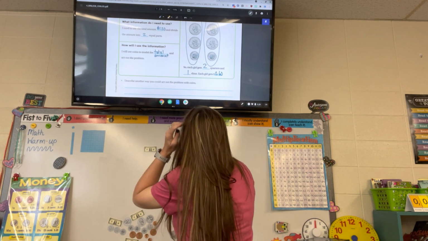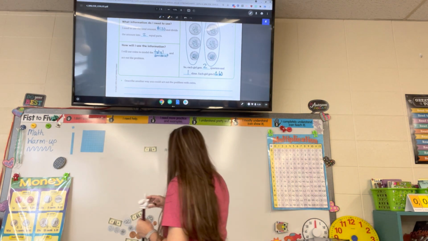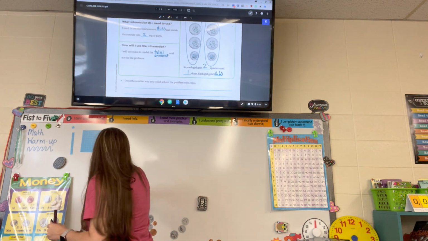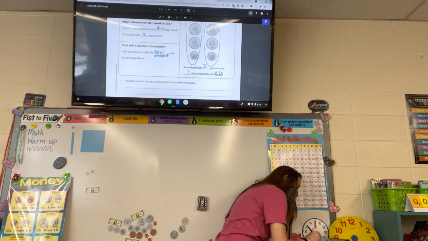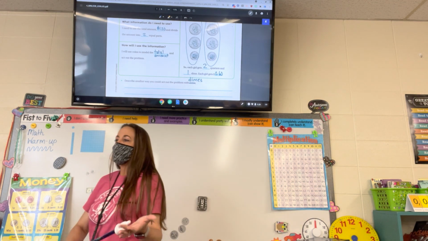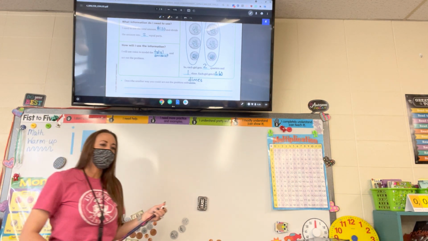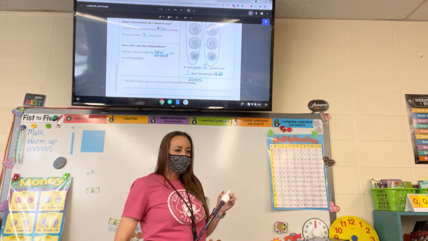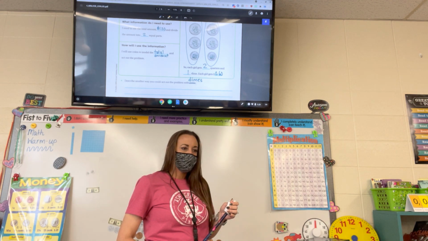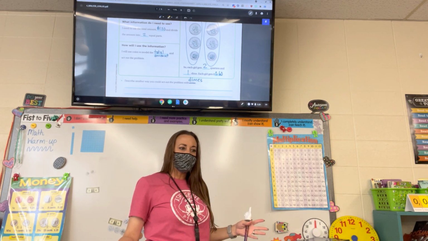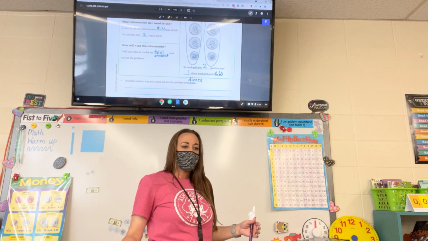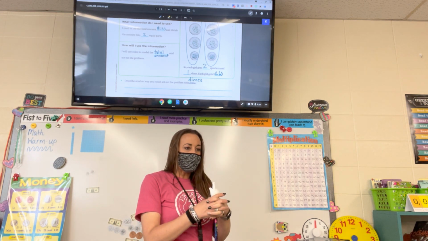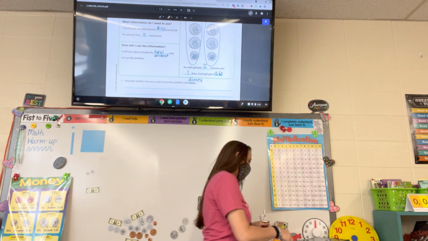Describe another way you could act out the problem with coins. Now I'm going to change that word coins into the word dimes. How could we do this problem with just dimes? Colin? Have 6 dimes for 1 girl and 6 dimes for the other girl. A total of how many dimes? Wait, no, 12 dimes for both girls. All together, how many dimes? So it would be 12. 12 dimes. Okay, that works.